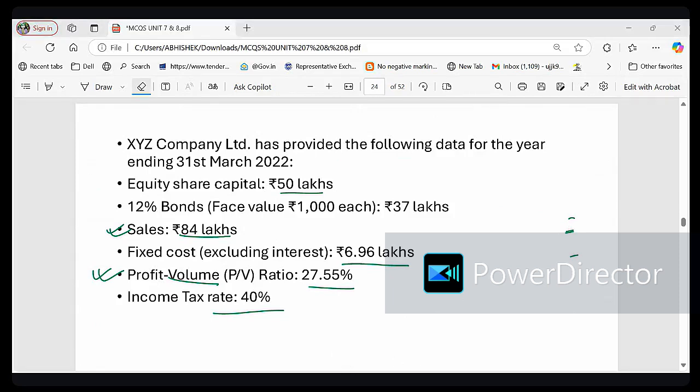Okay, no connectivity. Okay, again there is an issue.